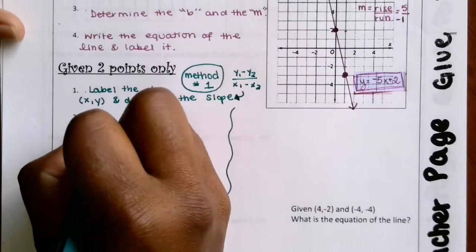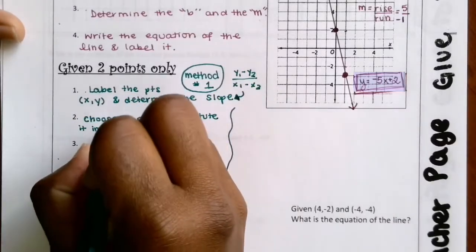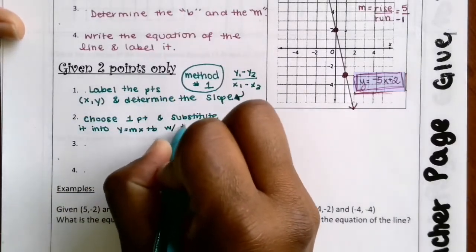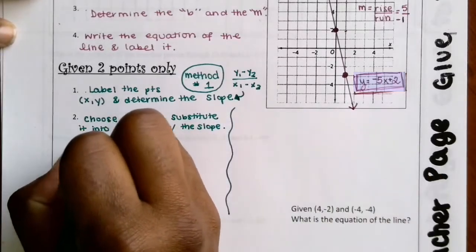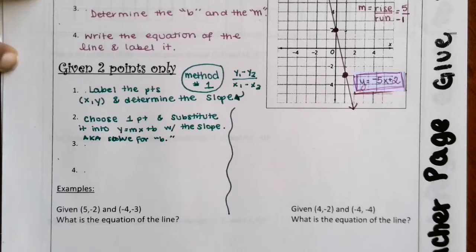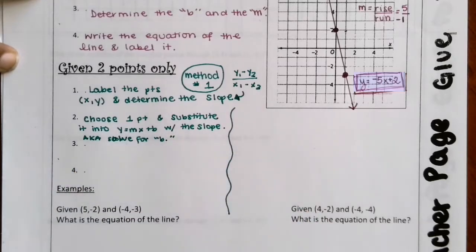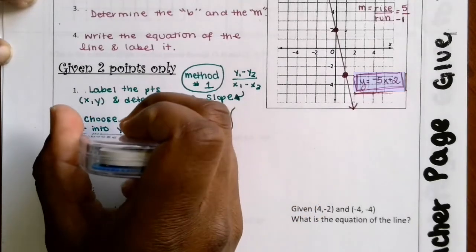For step 2, you're going to choose one point. It doesn't matter which point you choose because you'll end up with the same exact equation. But you'll choose one point and substitute it into y equals mx plus b along with the slope that you solved for in step 1. The reason you're doing this is because you need to solve for your b, aka your y-intercept.